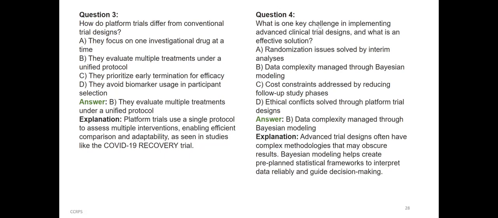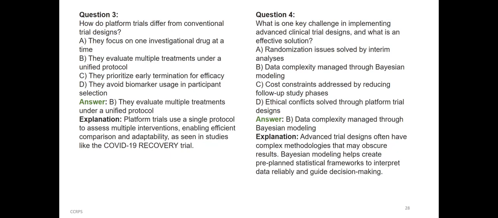Question 4, what is one key challenge in implementing advanced clinical trial designs, and what is an effective solution? Is it A, randomization issues solved by interim analysis, B, data complexity managed through Bayesian modeling, C, cost constraints addressed by reducing follow-up study phases, or D, ethical conflicts solved through platform trial design? So it is the data complexity. B is the answer, data complexity managed through Bayesian modeling.